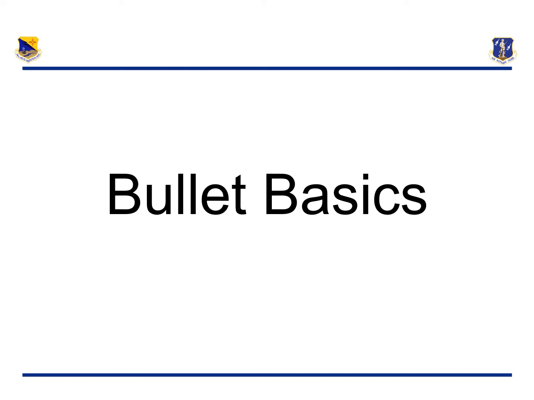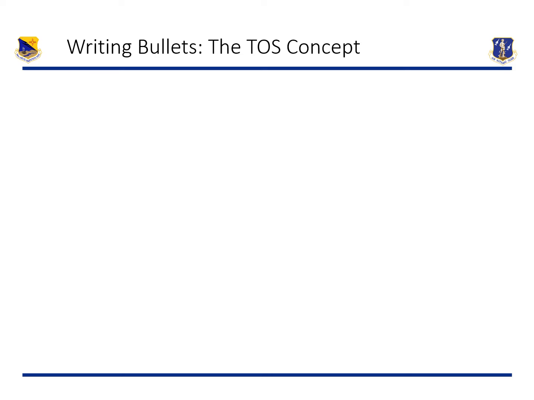Before I get into that, we're going to cover the basics of bullet writing. And more importantly, I'm going to use this moment to introduce you to two concepts which are super critical whenever it comes to writing your bullets and that will definitely help you get the perspective that you need. The first concept we're going to be discussing today is the TOS concept. TOS stands for Tactical, Operational, and Strategic.